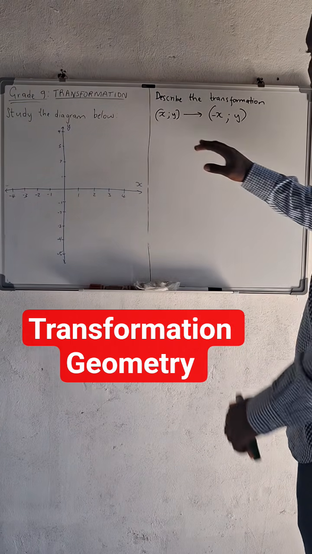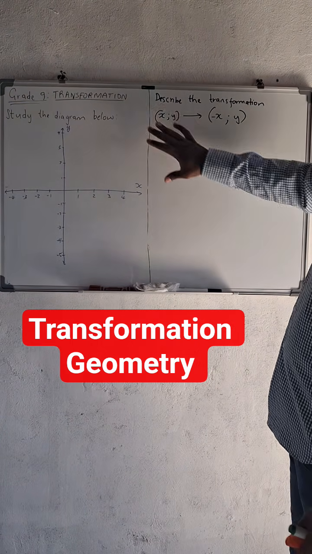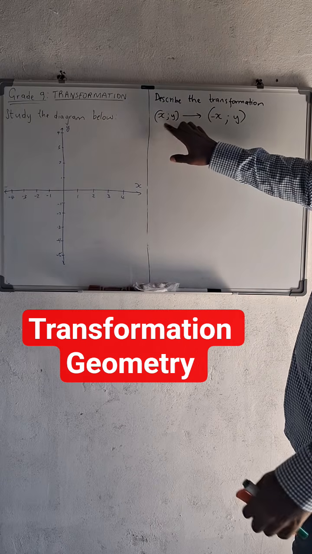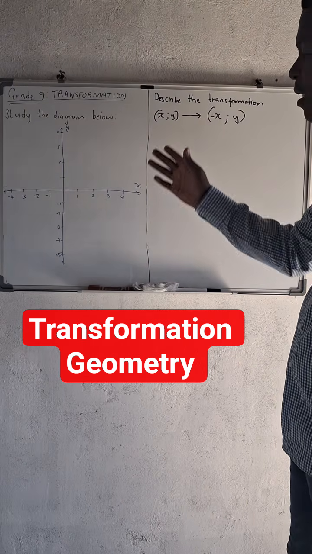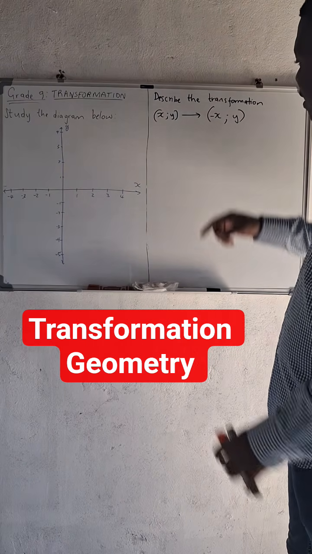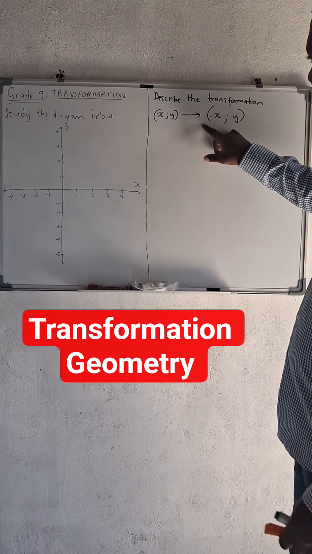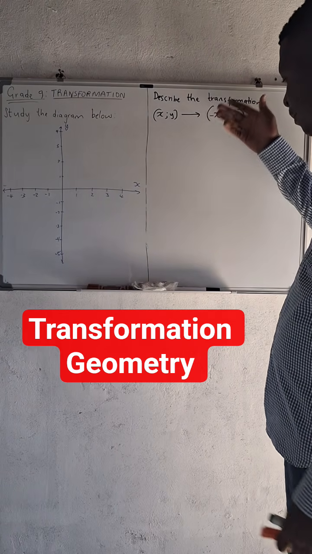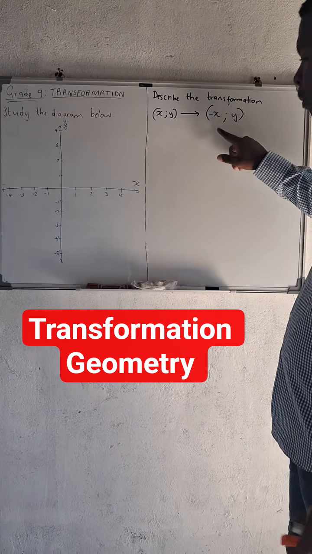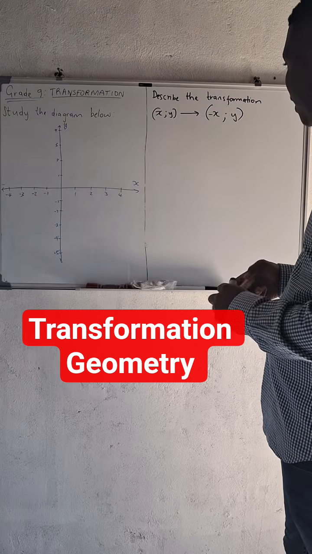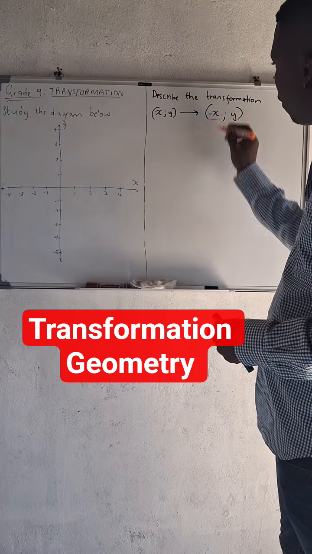Describe the transformation. So they've given us the rule x is to y. Any point you write it in terms of x is to y, so it doesn't matter. But what is important is that this point transforms to negative x is to y. So what does this mean? Only the value of x changes.